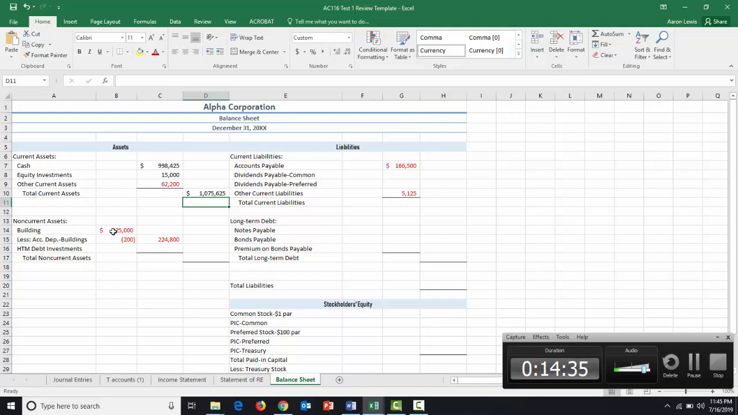For our non-current assets, our plant, property, and equipment, our long-term investments, everything like that, I gave you building plus its accumulated depreciation. This number was given. The only non-current asset we need to transfer over is our HTM debt investments, because we're planning on holding that bond we invested into maturity, so it's non-current.